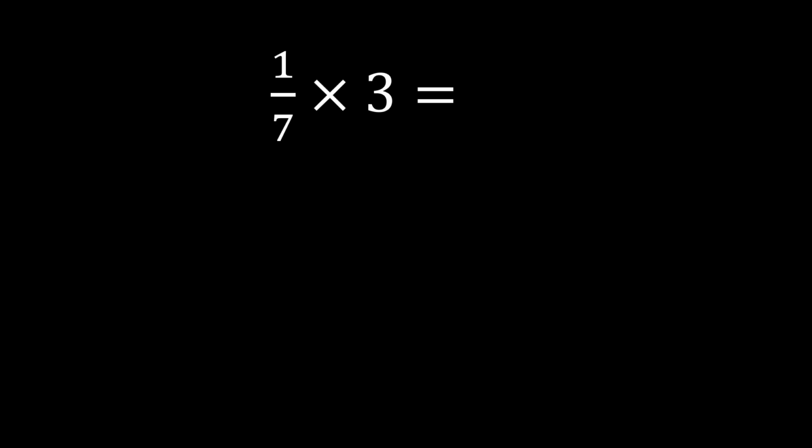This example is 1/7 times 3. When multiplying fractions, we multiply the numerator times the numerator and the denominator times the denominator. This means that I need 3 to be in fraction form with a numerator and denominator. To turn a whole number into a fraction, I simply put it over 1. 3 equals 3 over 1. And now I can continue my problem.